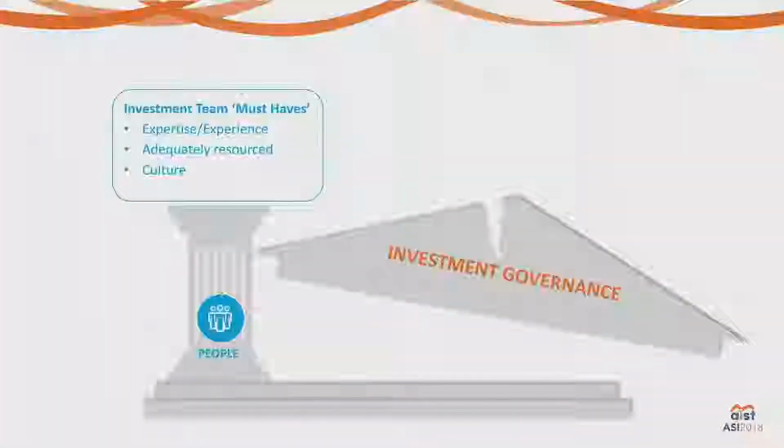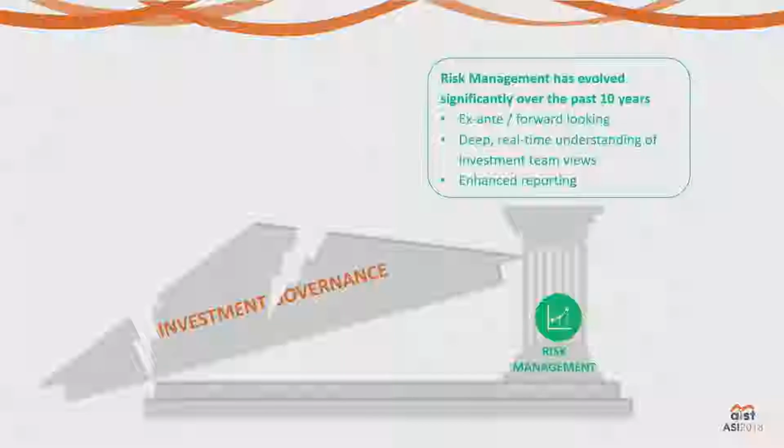The reason I show the sort of fallen roof here is that you can't have appropriate investment governance if you've just got good people. You need process, you need risk management. Similarly, if we move on to risk management, you can't just have risk management and no good people and no good process, and so that's why the roof's still on the ground. Risk management's really evolved significantly over the last 10 years, certainly over the last 2 decades.